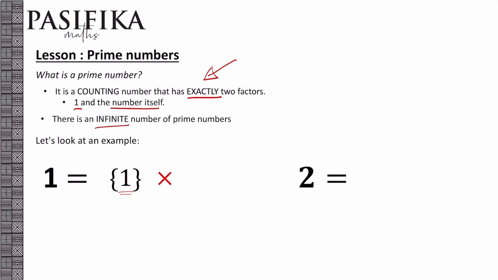What about 2? The factors of 2 are 1 and 2. Well, prime number says exactly two factors. Therefore, yes, 2 is a prime number.